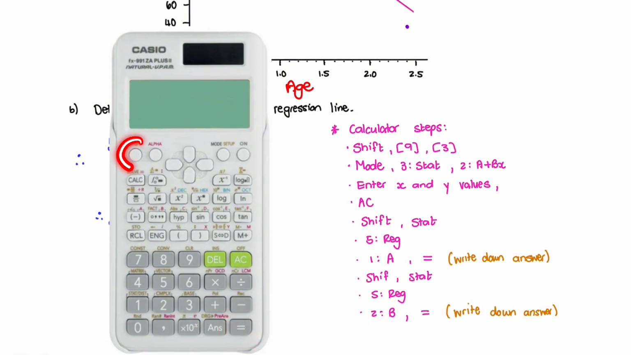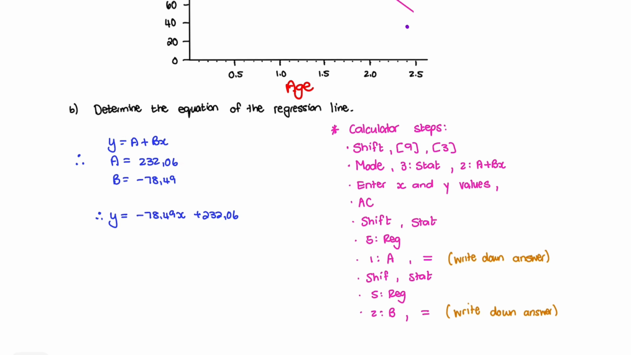Then you press Shift and Stat again, and follow the steps again. You go to regression, and then you find B's value, and then equals. Now, once you have the A value and the B value, you must put it into your equation.